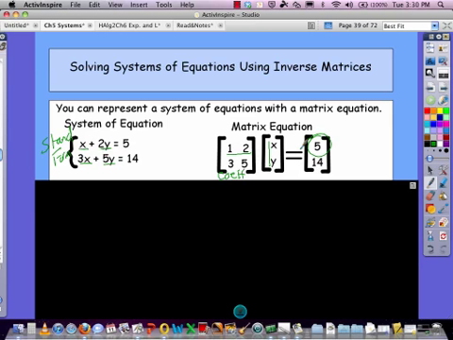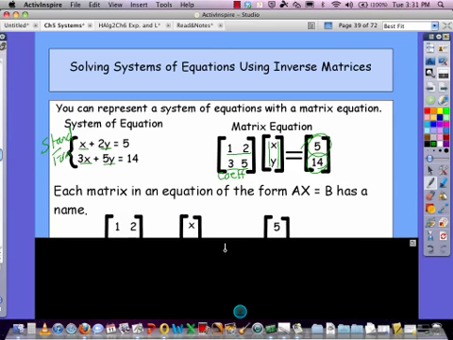And simultaneously the second one. If I did second row, first column, I'd get 3 times x is 3x, plus 5 times y is 5y. 3x plus 5y adds together to give us our second row, first column item of 14. So there's our matrix version of that same system.